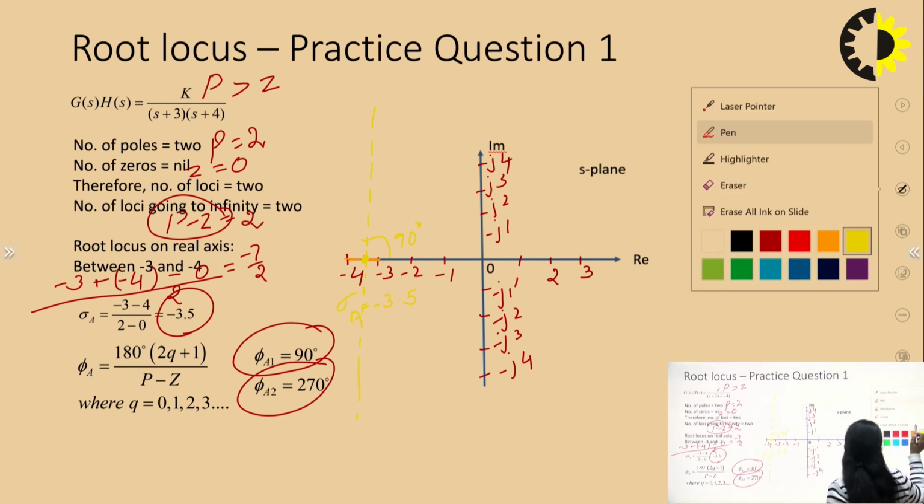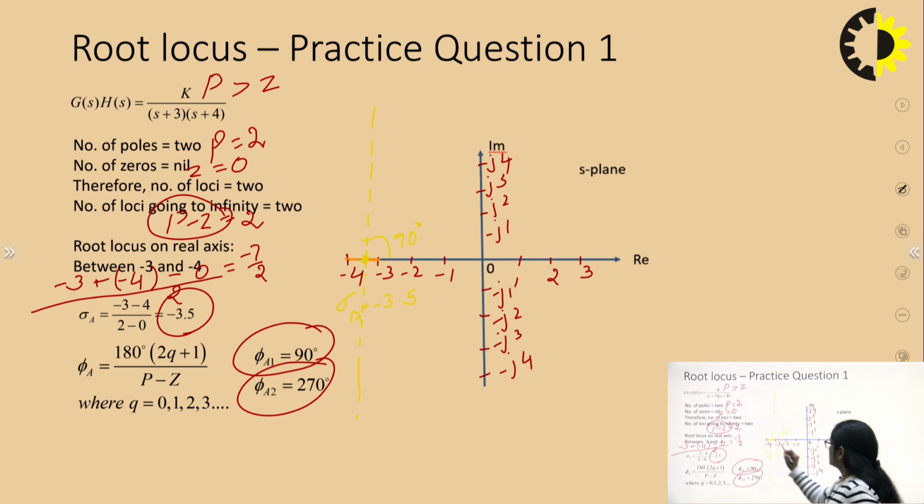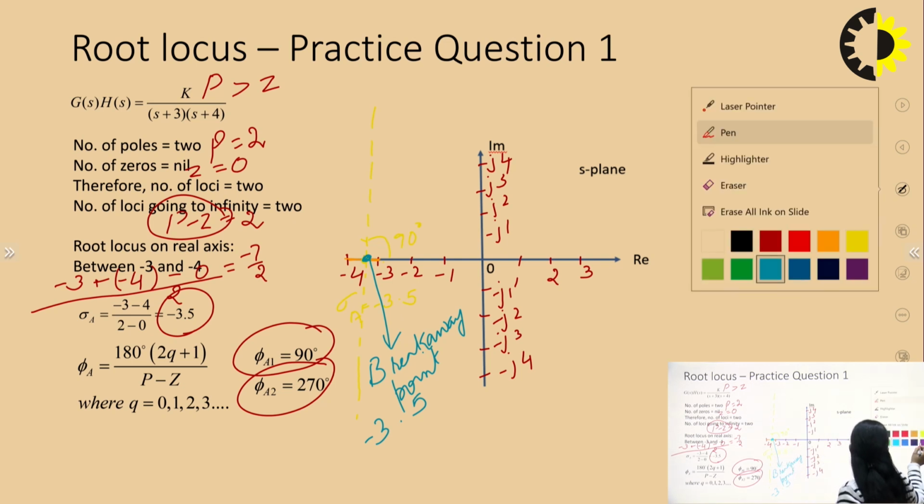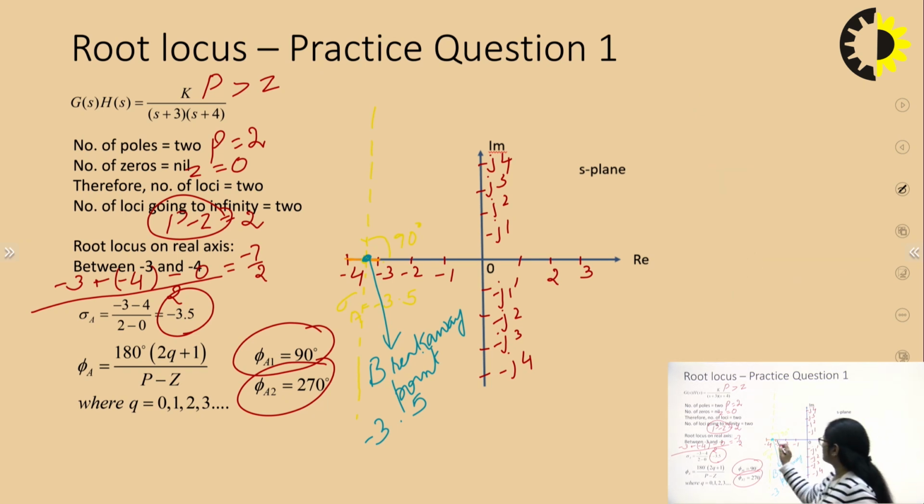So, we will plot the sketch here. So, this is the breakaway point. This also is the breakaway point, that is minus 3.5. So now the locus will start from the open loop pole, this minus 3, will start from here and go towards infinity, and this will start from here and go towards infinity.